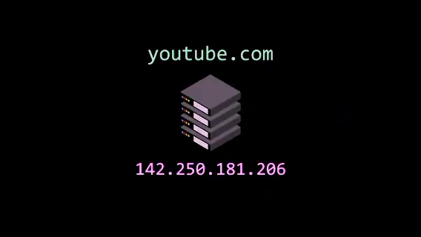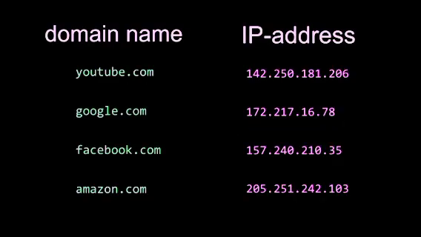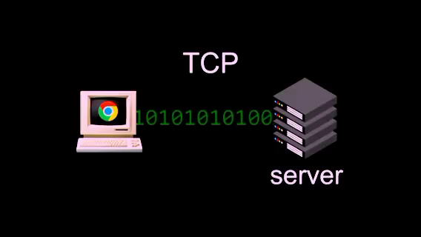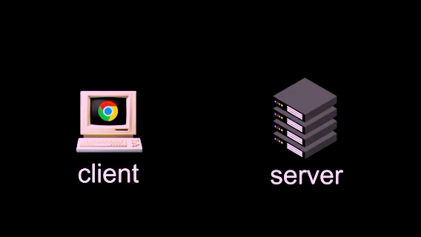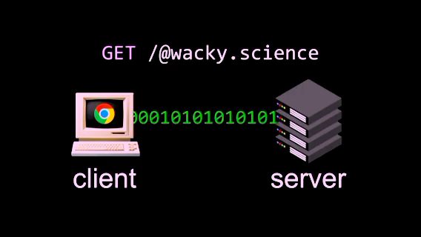When you type it into your browser, it looks up the IP address of the server hosting this website with a domain name system, which is like a dictionary mapping domain names to IP addresses of actual servers. After connecting to it via TCP, your browser, called the client, uses the hypertext transfer protocol to send an HTTP request to the server, which then gives a response ideally containing the contents of the web page.